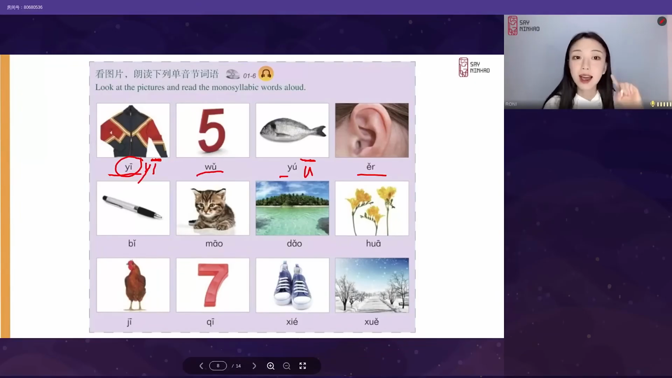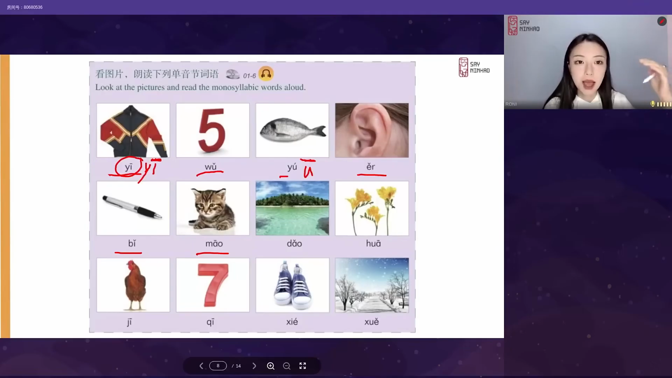Next one means ear. Read after me, please. It is a third tone word. Next one, another third tone. It is bi. The initial b, the final i, and the tone is the third tone. Bi. Next one is mao. We already learned it. It means cat.